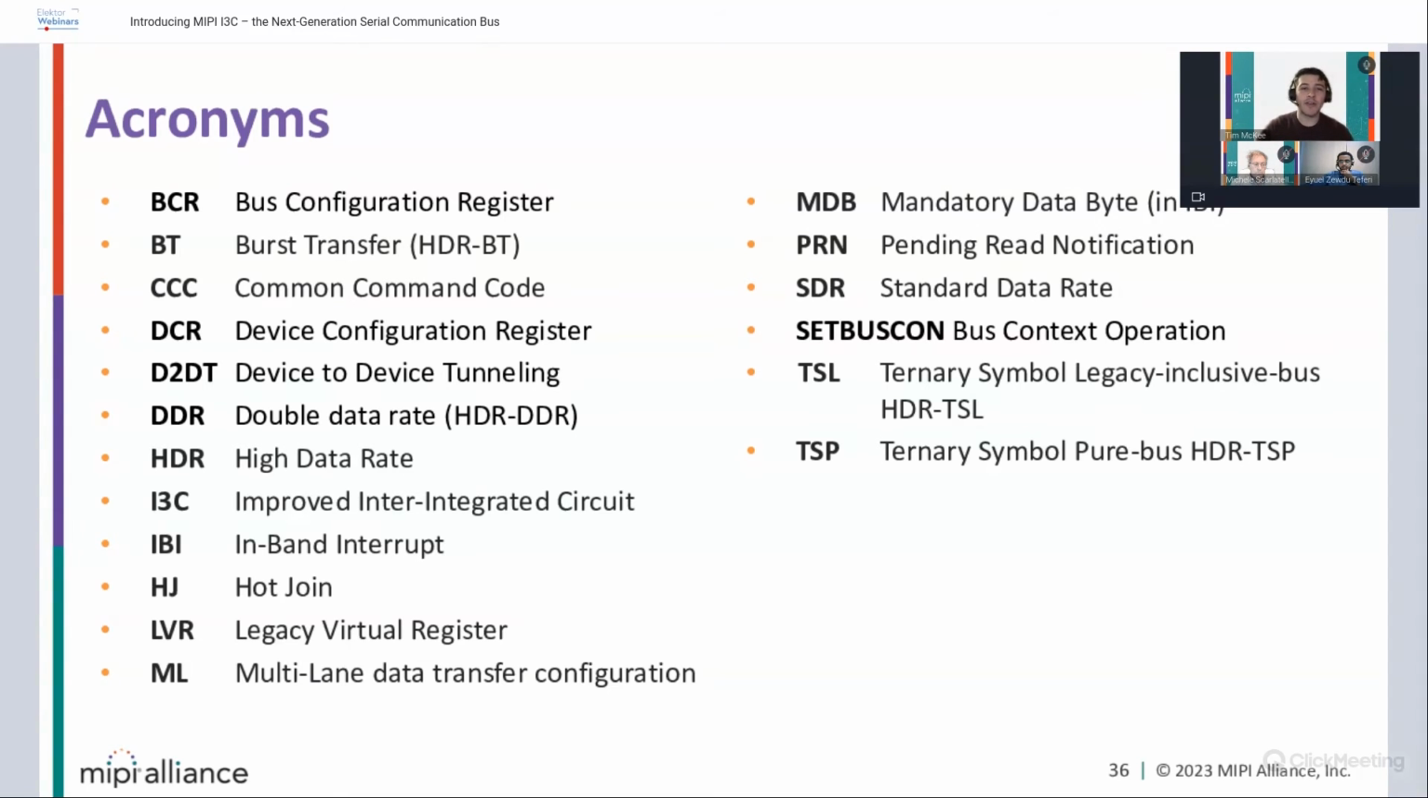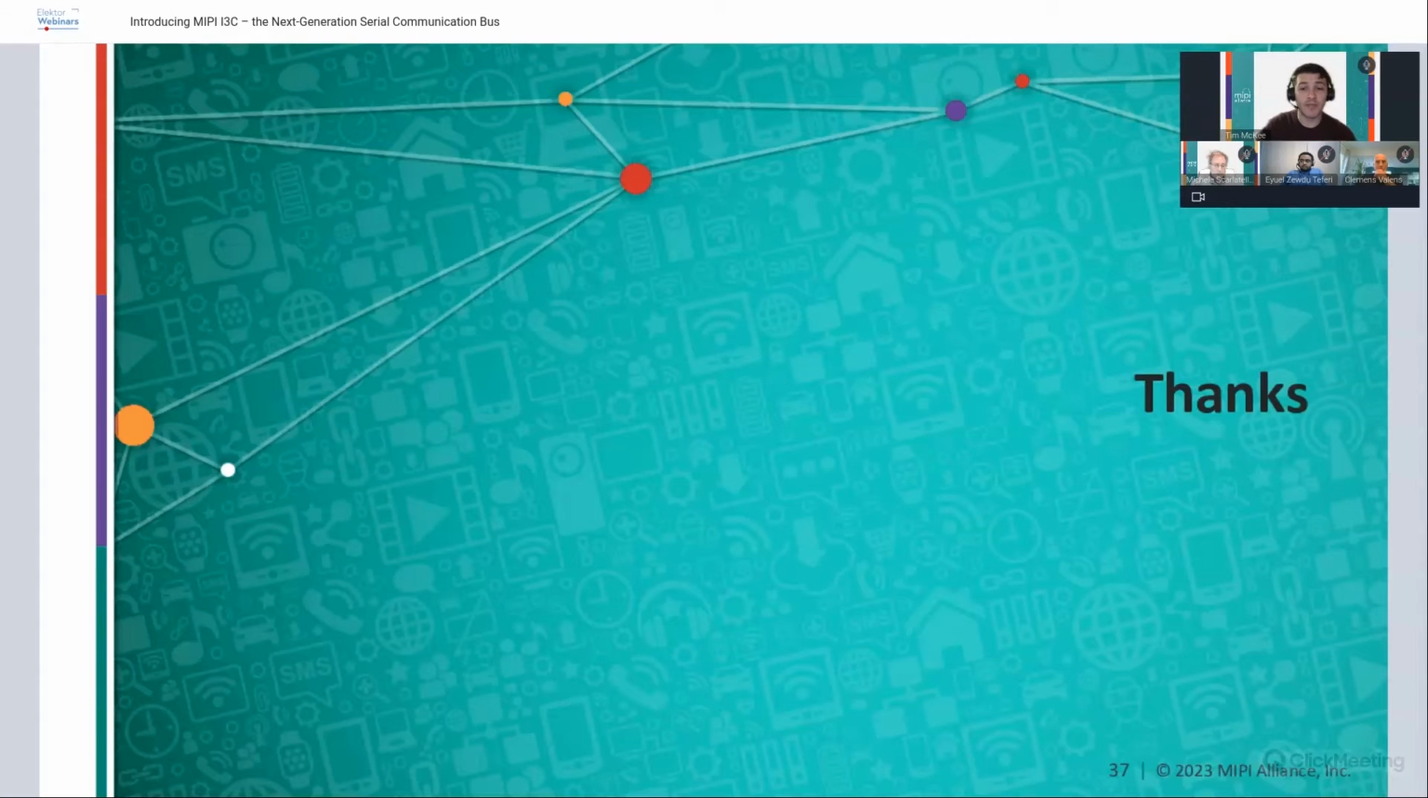Finally, just some acronyms to help as you're reviewing these slides or taking a second look, to help understand the different abbreviations. There are a lot of different terms, and so we want to make sure everyone knows what's going on.